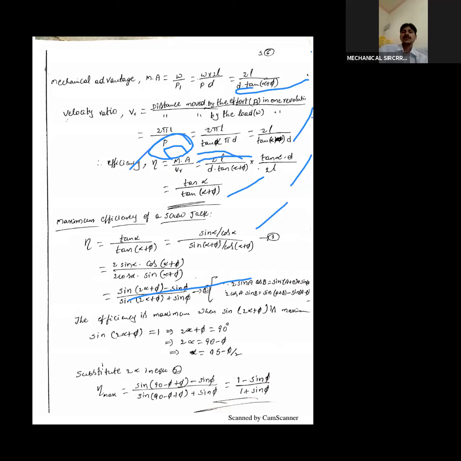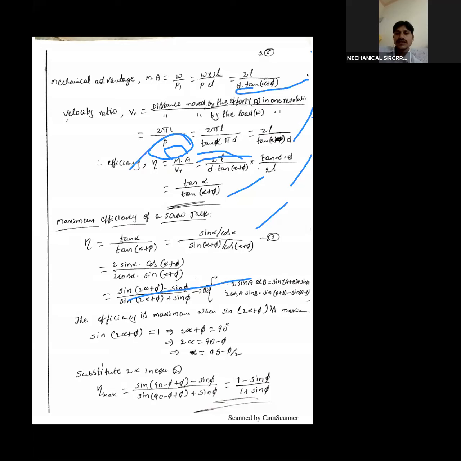Multiplying the numerator and denominator by 2, we get 2 sin alpha cos alpha plus pi by 2 cos alpha sin alpha plus pi. Now there is a formula: 2 sin a cos b equals sin a plus b plus sin a minus b.